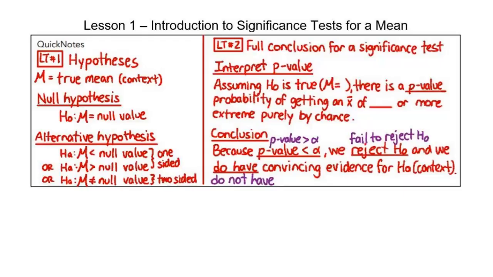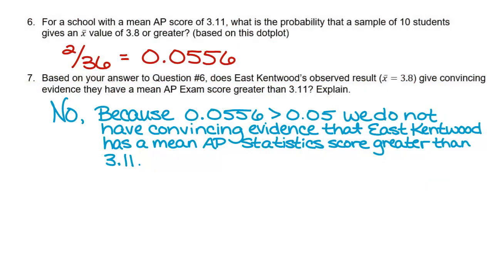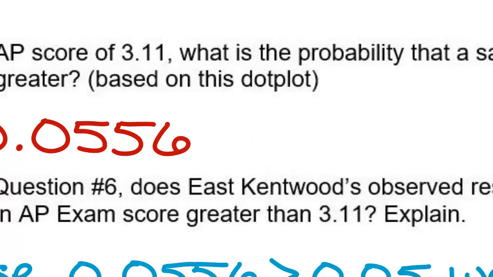Writing a full conclusion for a significance test. We did not write a full conclusion on the previous page. Remember, there's two parts. You have to interpret the p-value, and then you have to make a decision in context. So interpreting the p-value: assuming the H0 is true, that mu is really equal to whatever, there is a p-value probability of getting an X bar of blank or more extreme purely by chance. And that's what this number right here was. This was our p-value.